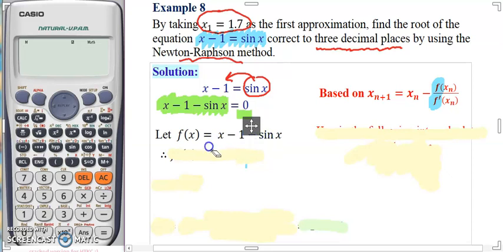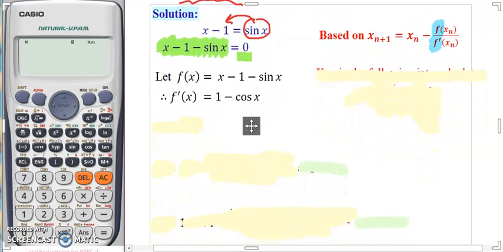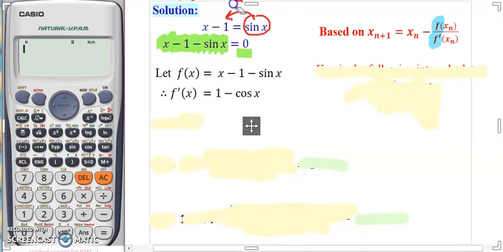Then I continue. I need the f prime, so I differentiate it. I have f prime(x) equals 1 minus cos x. So reaching up to here, I am able to fulfill the requirements of the Newton-Raphson method. Then I can start to do my calculations. According to the question, the first approximation is given as 1.7. Therefore, we note that x1 is equal to 1.7.